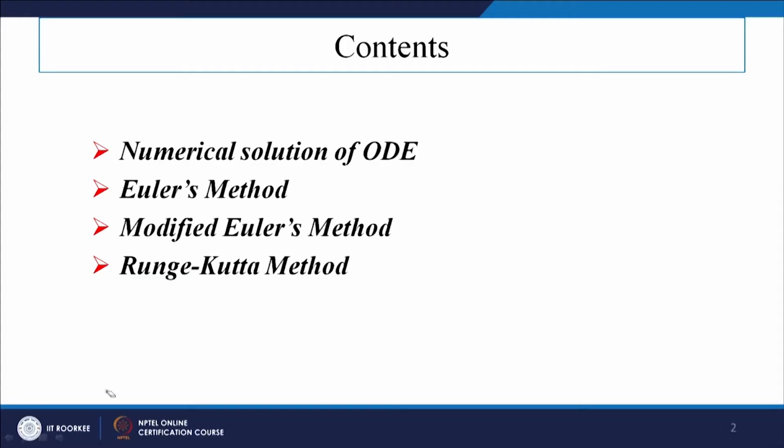Once we have Euler's method, we go for higher order methods, that is of order 2. To improve Euler's method, again we go for the modified Euler's method. Then the improved form of the modified Euler's method is nothing but the Runge-Kutta method.